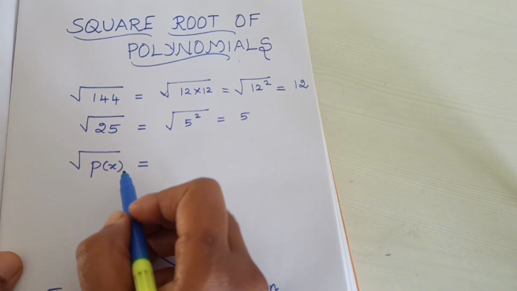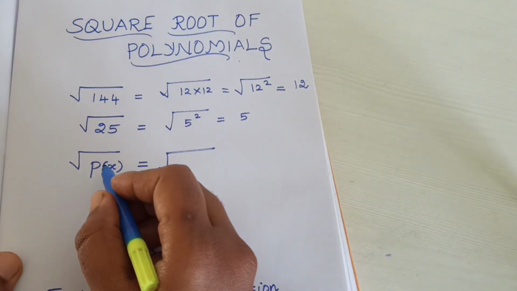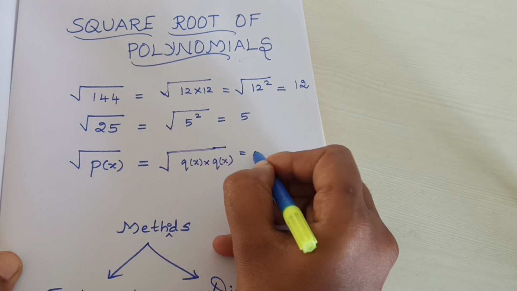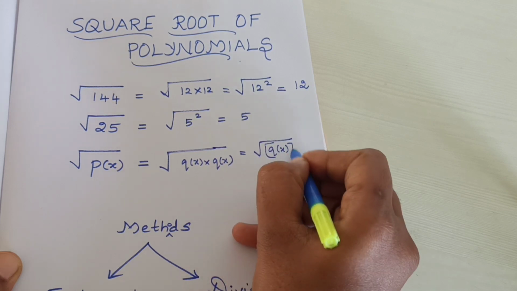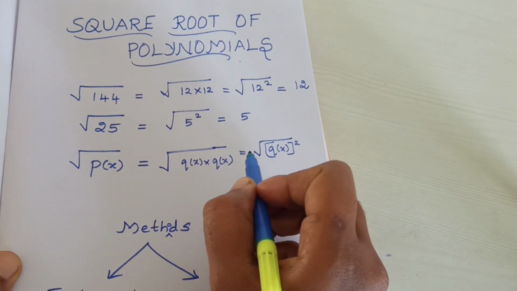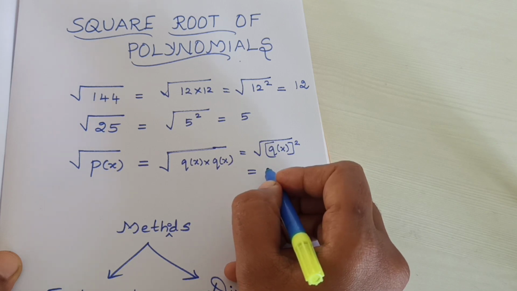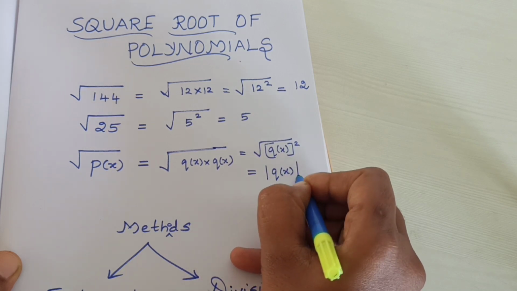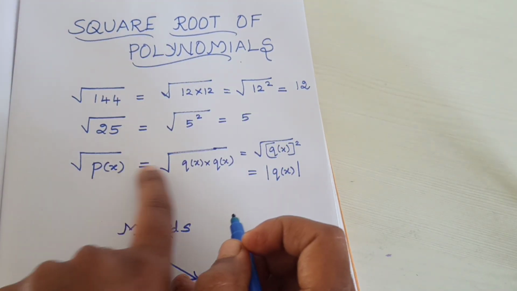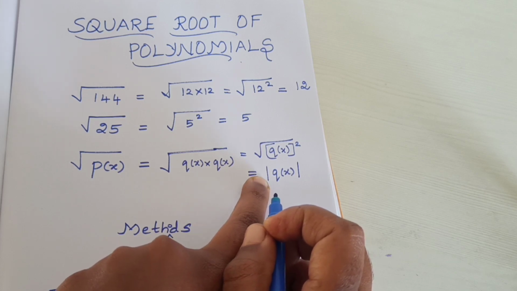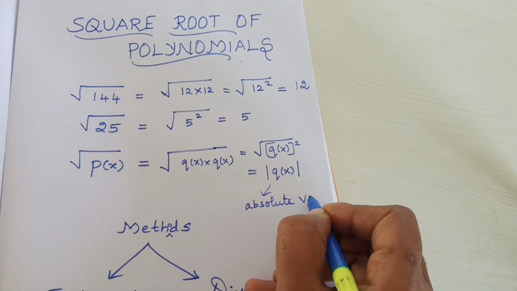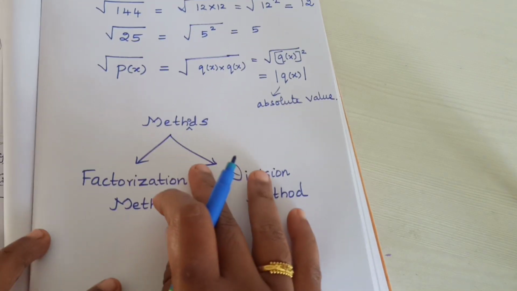But the only change for polynomials is, suppose if you multiply q of x into q of x, we are getting p of x, which means the answer is q of x the whole square. The square and root get cancelled and the only difference is you need to write that expression inside one modulus, that is absolute value. For numbers, simply you can write, no problem. For rational expressions, you need to write that inside the modulus. That means the value is said as absolute value. That's all.